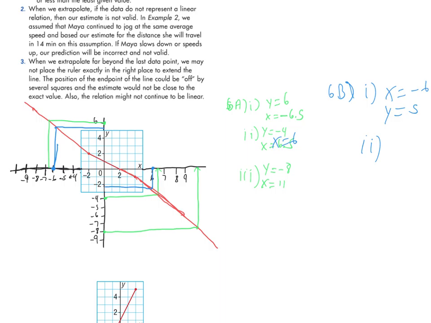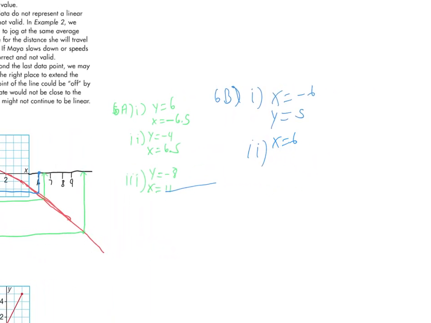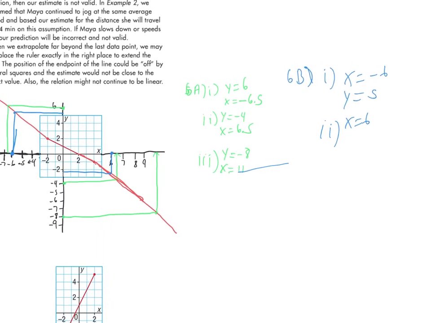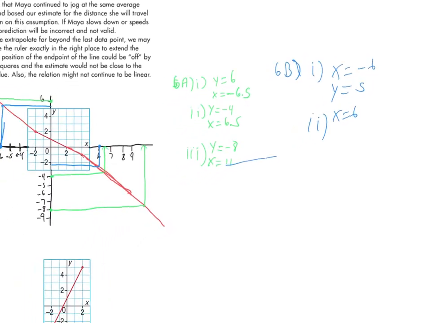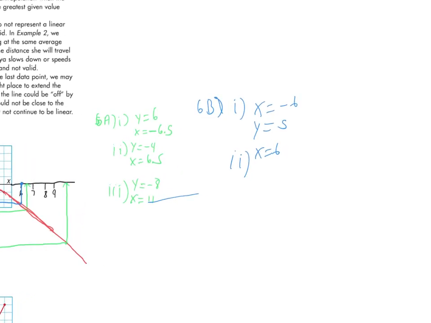Yeah, okay, so x equals 6. Y is about negative 2. It's down at about negative 2. Y would equal negative 2.